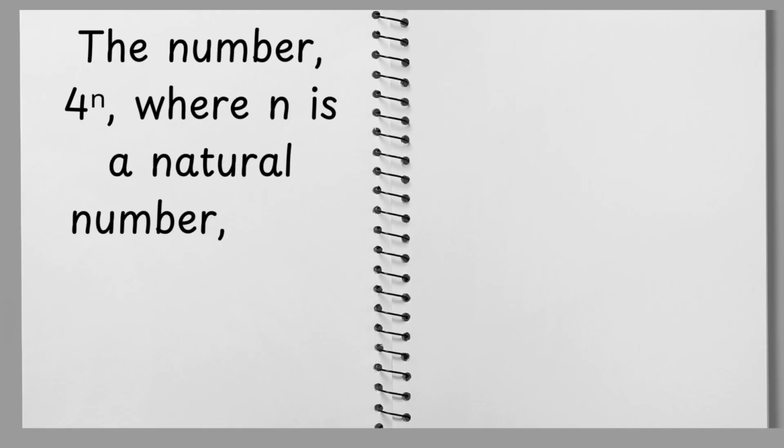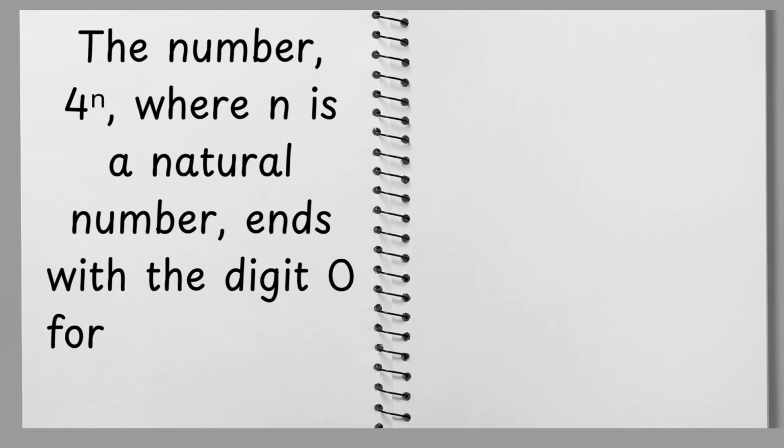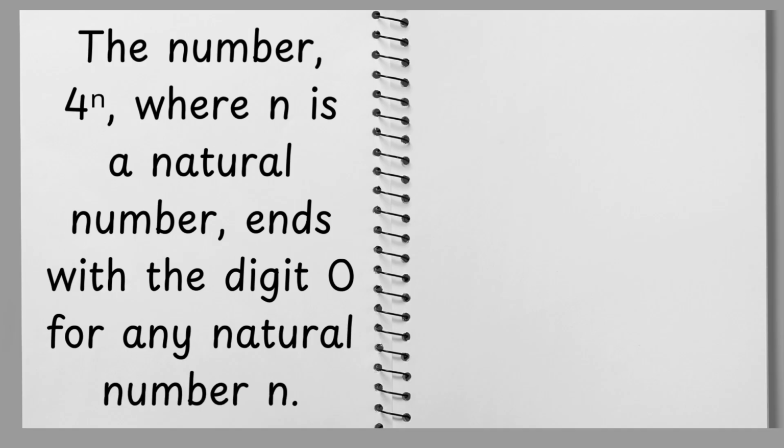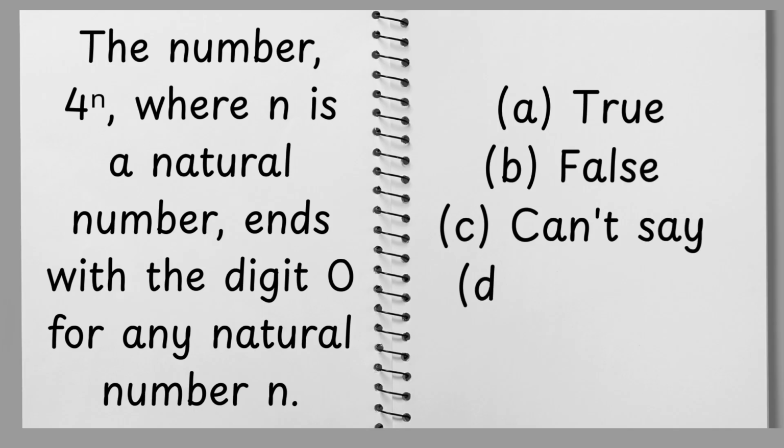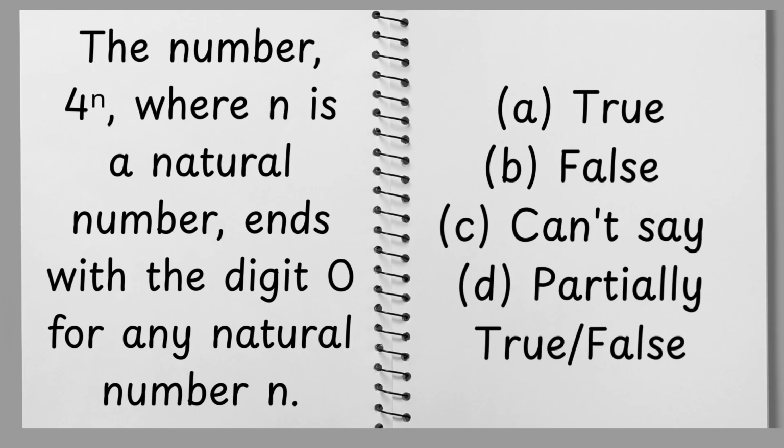The number 4 raised to the power n, where n is a natural number, ends with the digit 0 for any natural number n. A true, B false, C can't say, D partially true or false.